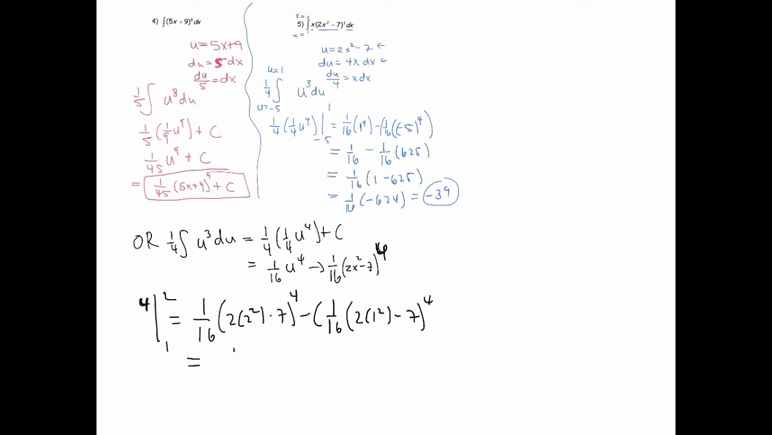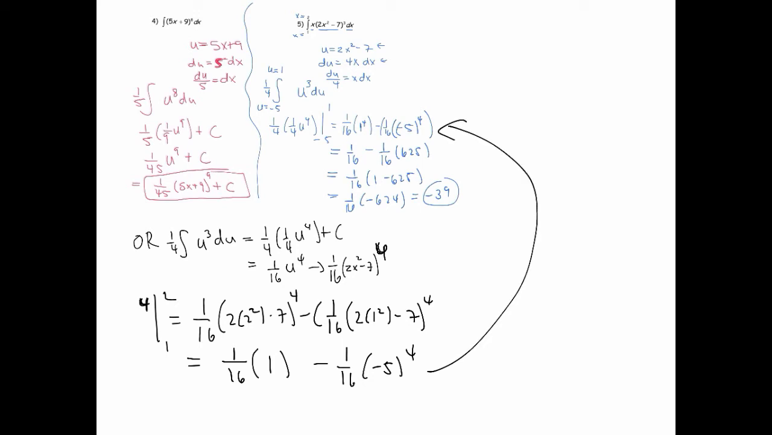And we get 1/16. I'll stop here because you'll see we're going to get the same thing as we got above. This ends up being 8 minus 7 to the 4th, which is 1 to the 4th, so that's just 1. Minus, this is 2 minus 7, which is -5 to the 4th. So it's 1/16 times -5 to the 4th. You can see that's precisely what we had before, so we're going to get -39 again. So those are your options. I would probably recommend the top way because it's just less substitution. The integral turns out cleaner.